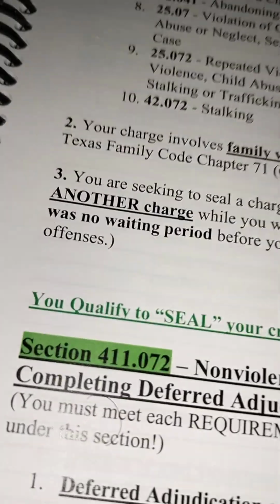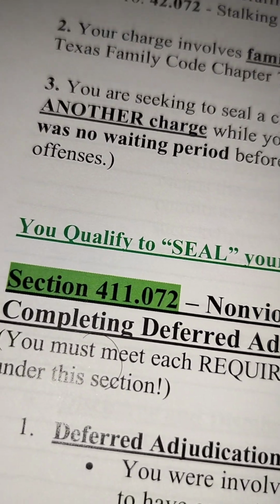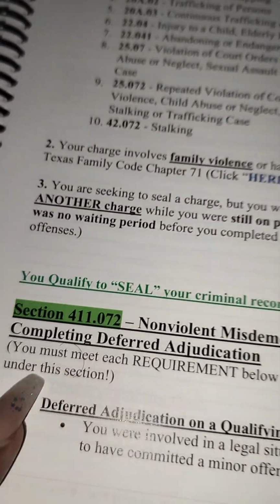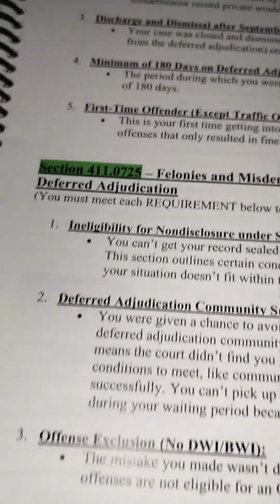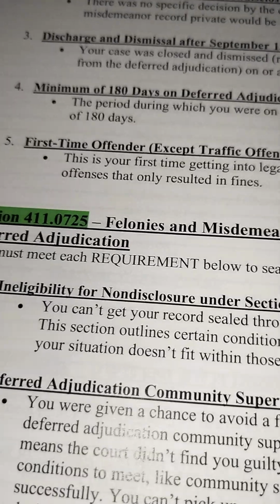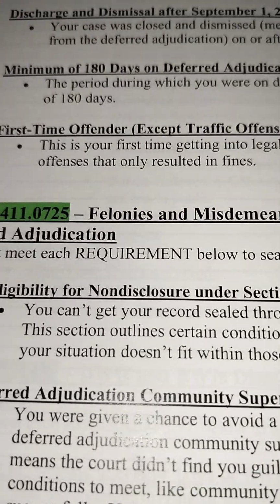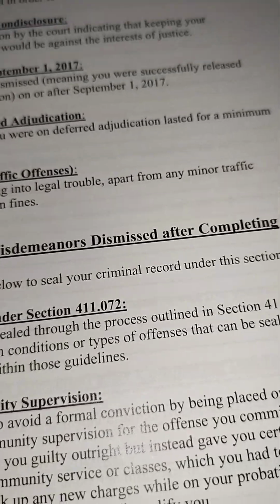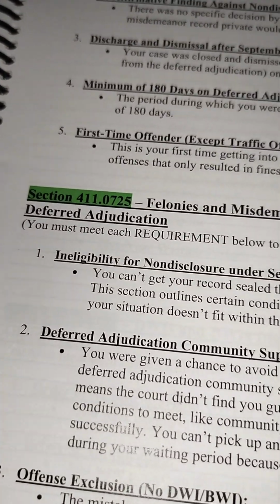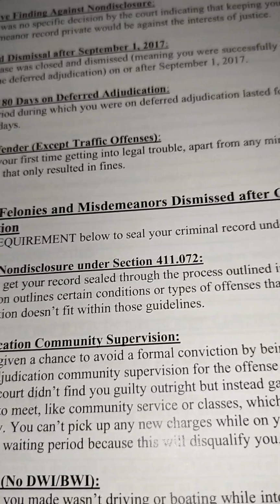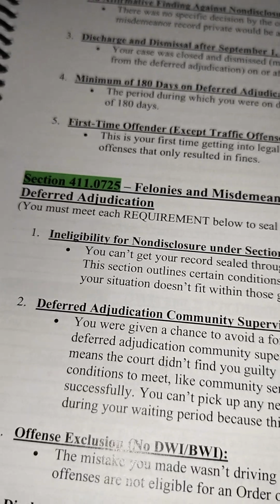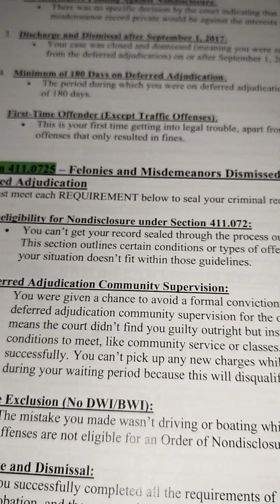And we are looking for section 411.0725. This is section 411.072. And here is section 411.0725, because this section discusses felonies and misdemeanors dismissed after completing deferred adjudication. Okay, so it says that you must meet each requirement below to seal your criminal record under this section. Ineligibility, number 1, for non-disclosure under this section.